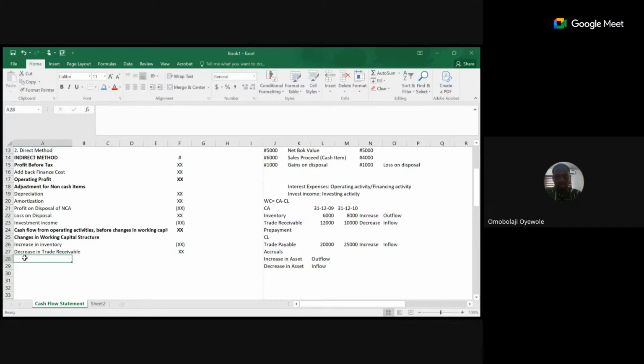So if I come to this place, an increase in trade payable, that's an inflow. Then a decrease in, let's say, trade payable, that's an outflow.